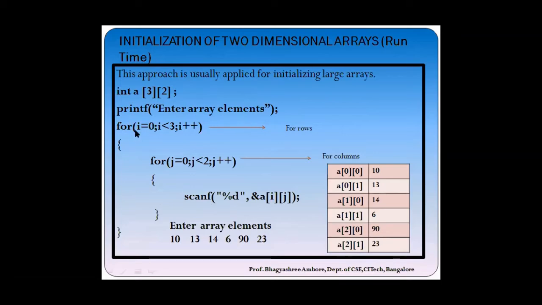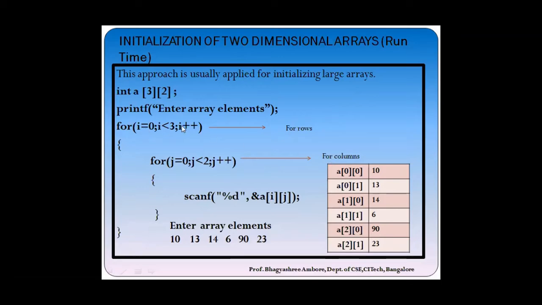Now I'll start a for loop. I equals 0, I is less than how many rows? 3 rows. I plus plus. This for loop is used for rows. Now we'll start another for loop. J equals 0, j is less than 2. 2 is what? Column size. J plus plus. This loop is used for columns.